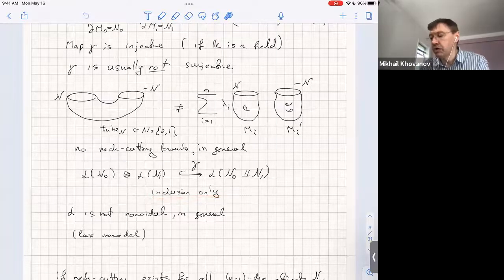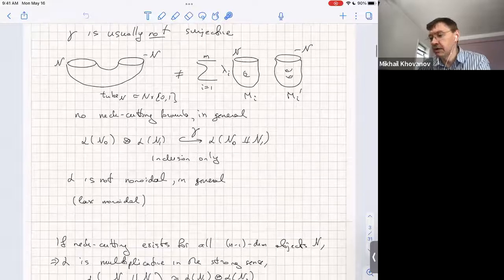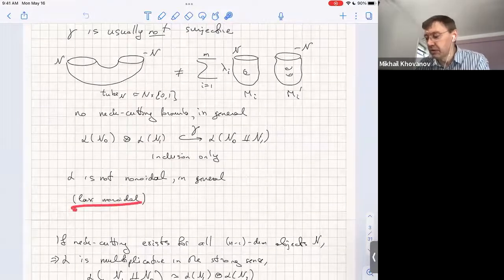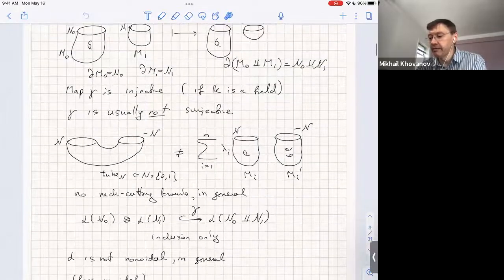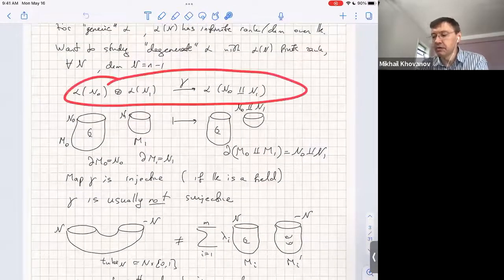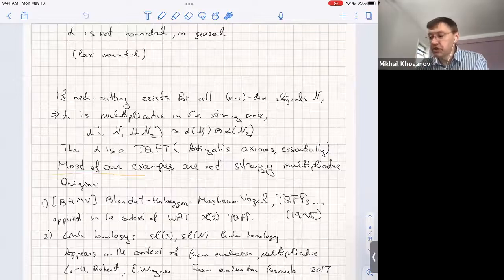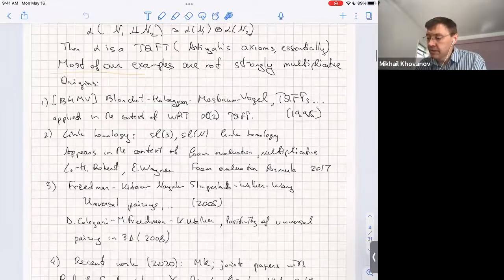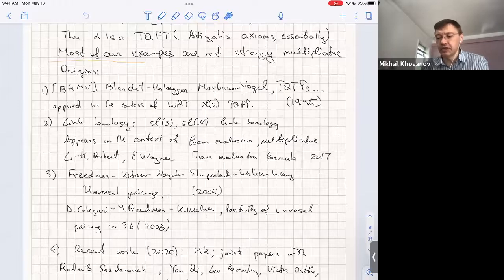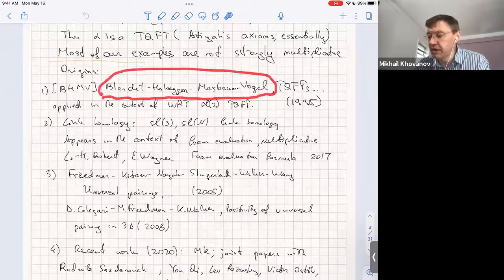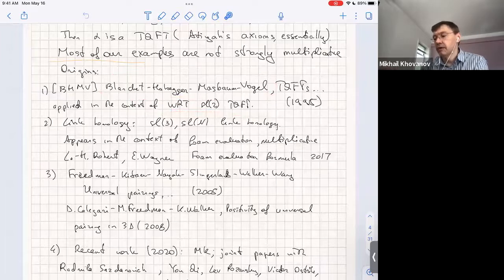So usually it's only an inclusion, and you can say that alpha is not monoidal, and Andy, who is I think watching, taught me that the right term is lax monoidal. So it's weakly monoidal. We have these maps, but they're not surjective, not isomorphisms. But if such neck cutting exists for all n minus one manifolds, then it's actually multiplicative, and we get an isomorphism for the disjoint union, and then it's essentially a TQFT in the Atiyah sense. And this construction we call the universal construction. So starting with any evaluation function, we can build these state spaces. This goes back to the Blanchet, Habegger, Masbaum, and Vogel 1995 paper, and they study Witten-Reshetikhin-Turaev three-dimensional TQFT from this viewpoint.